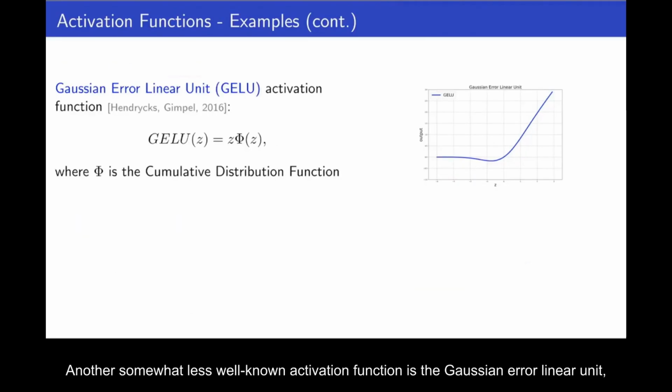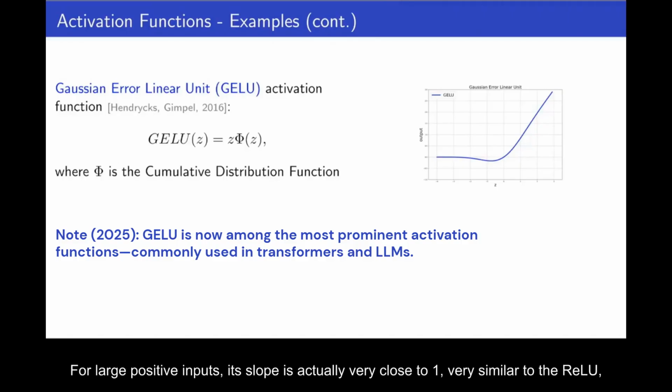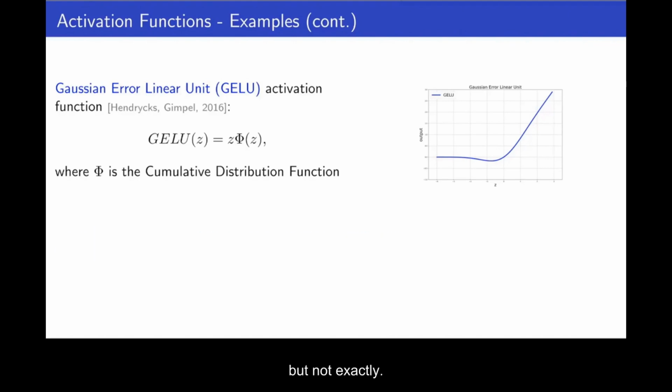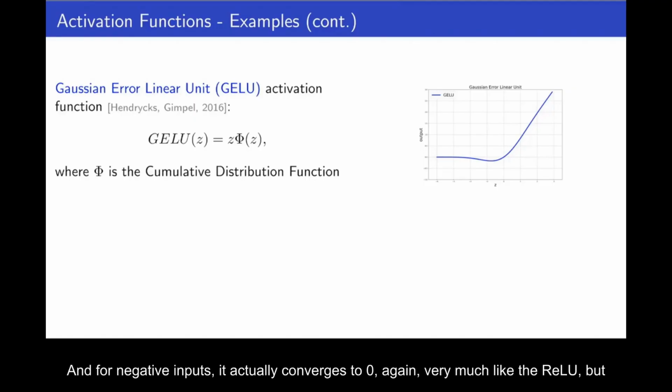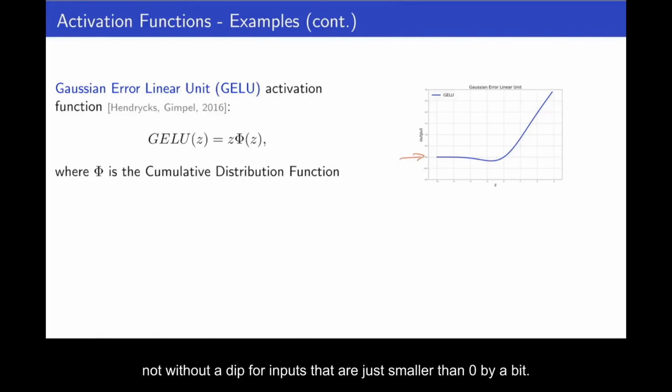Another somewhat less well-known activation function is the Gaussian error linear unit, GELU. For large positive inputs, its slope is actually very close to 1, very similar to the ReLU, but not exactly. And for negative inputs, it actually converges to 0. Again, very much like the ReLU, but not without a dip for inputs that are just smaller than 0 by a bit.